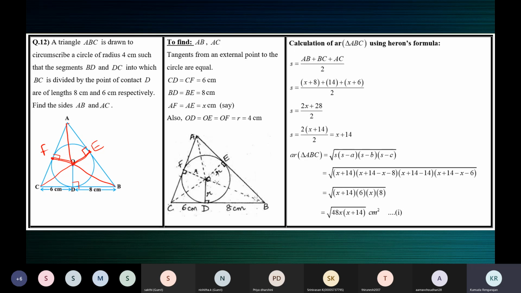Find the area of the whole triangle using Heron's formula, and equate it. The sum of the areas of the three small triangles is equal to the area of the whole triangle ABC.